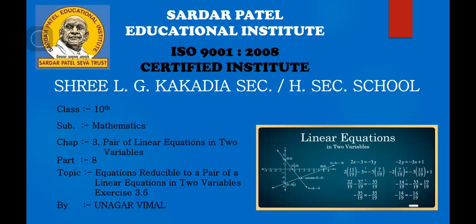Means here, if the variable is given in fraction form, then we have to convert it into a simple linear form. We reduce the given complicated equation to a simple form, and then we find the solution of the given linear equation. The topic that we are going to discuss here is equations reducible to a pair of linear equations in two variables, and after that we take some examples from exercise number 3.6. So let me go for that.